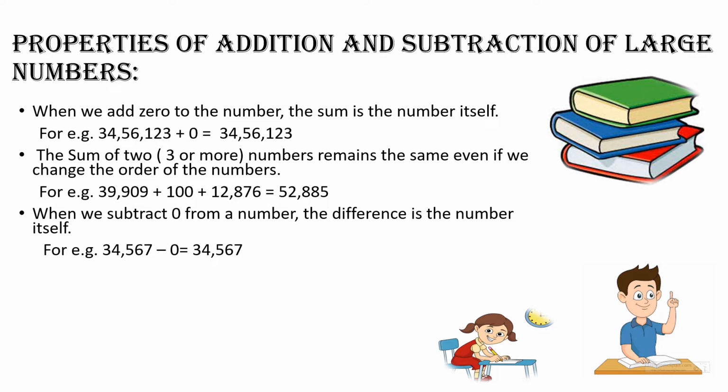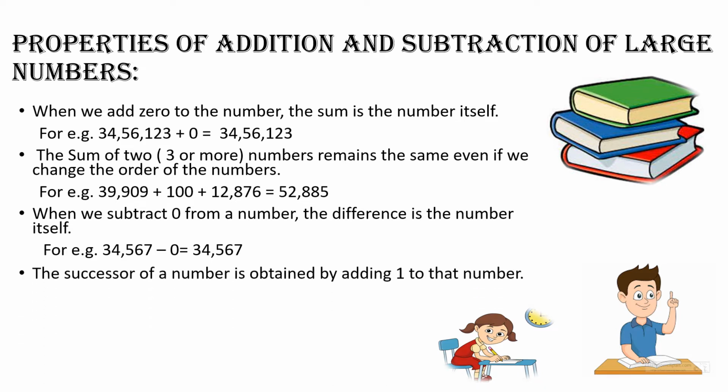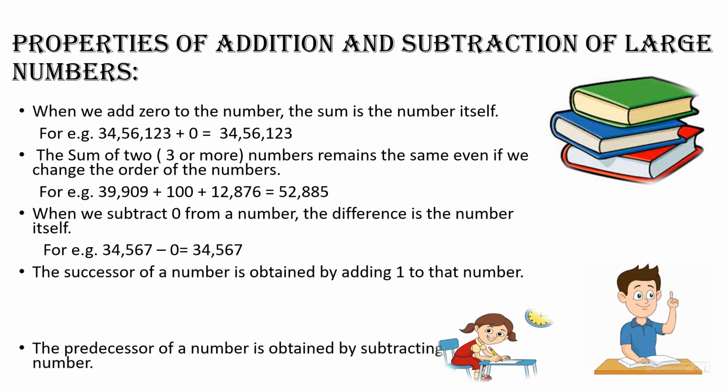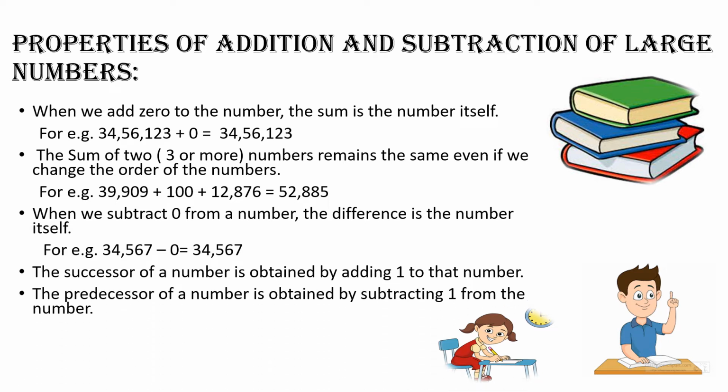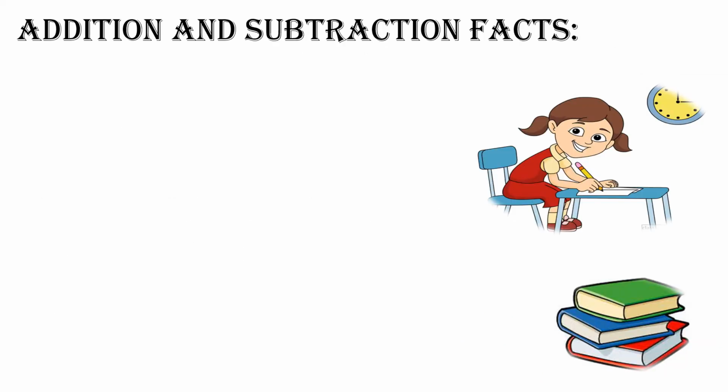The next property is when we subtract 0 from a number, the difference is the number itself. So, for example, 34,567 minus 0 is equal to 34,567. The next property is the successor of a number is obtained by adding 1 to that number. The predecessor of a number is obtained by subtracting 1 from the number.